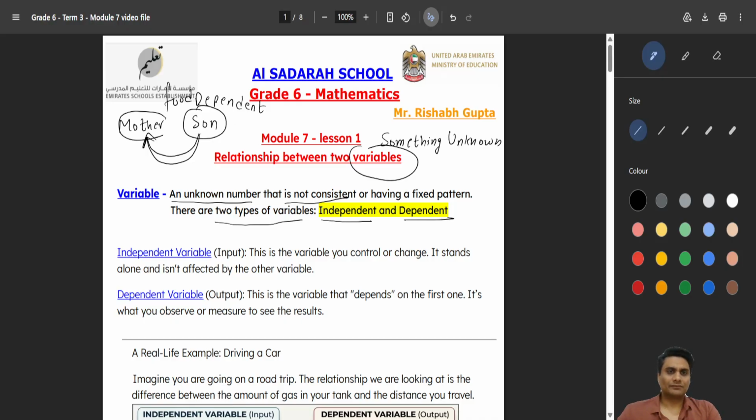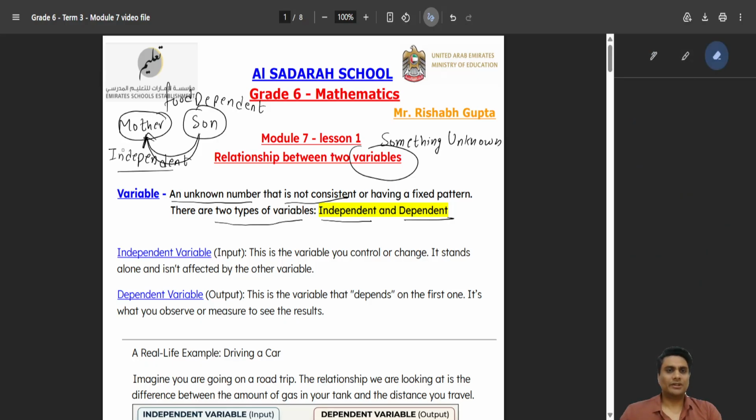If I talk about the mother, if the mother is hungry, she is not dependent on the son. She can make her own food. So the mother is independent, because she does not need anyone's help to make the food. So the mother is the independent variable and the son is the dependent variable. I hope you understood the meaning of these two things using the small example. Let us take one more example if it was not clear to you.